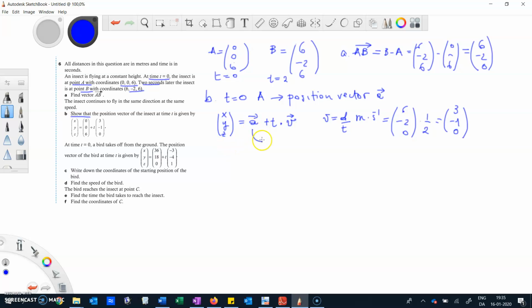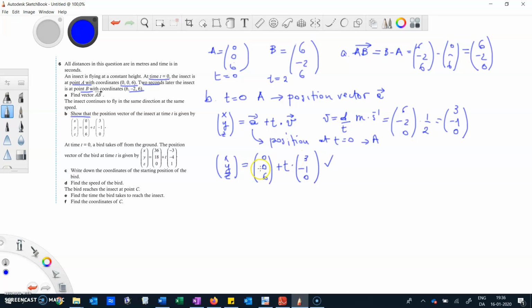And a is just the position at t equals 0, which is the coordinate of A. So the line x, y, z is just going to be A's coordinates, 0, 0, 6, plus t times the speed we calculated over there, so 3, minus 1, and 0.